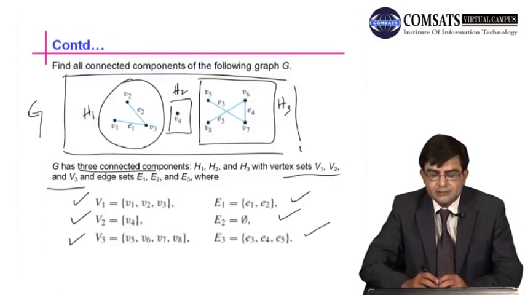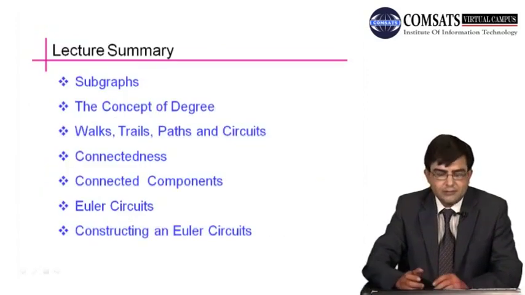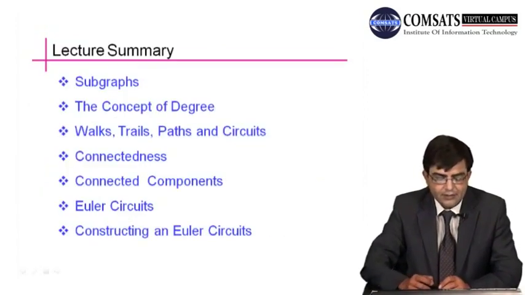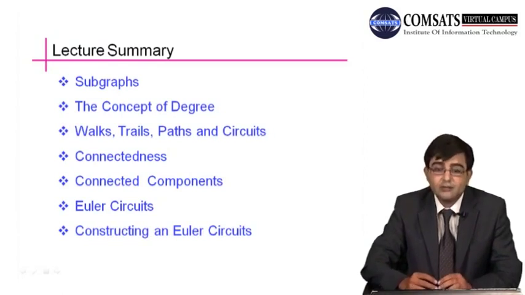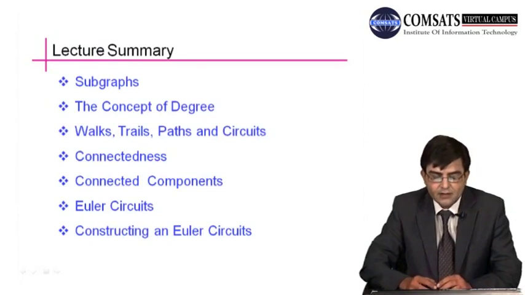So for today I think it's enough. We summarize what we have studied today. Today we have discussed subgraphs and what degree is, and how we calculate the total degree of a graph. We have discussed walks, trails, paths and circuits. And we have also discussed the connectedness of a graph and what the connected components of a graph are.